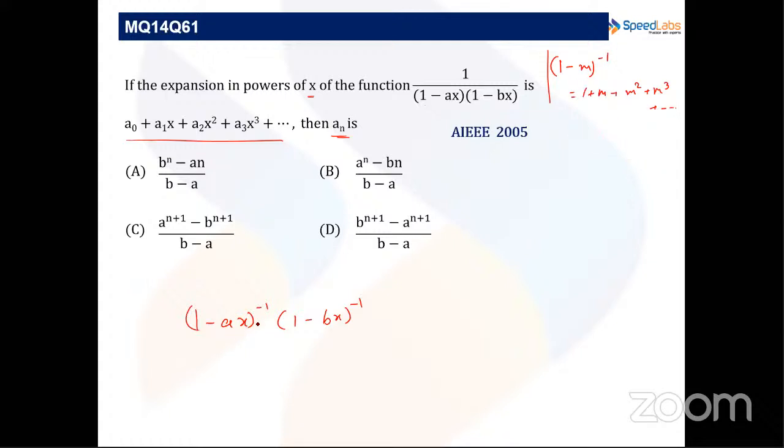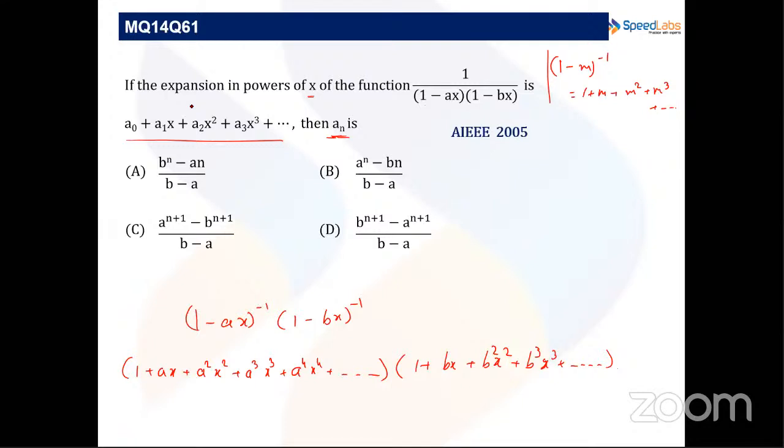So 1 minus ax to the power minus 1 will be 1 plus ax plus a square x square plus a cube x cube plus so on up to infinity into 1 plus bx plus b square x square plus b cube x cube plus so on. Now we have to find the coefficient of nth term, an.